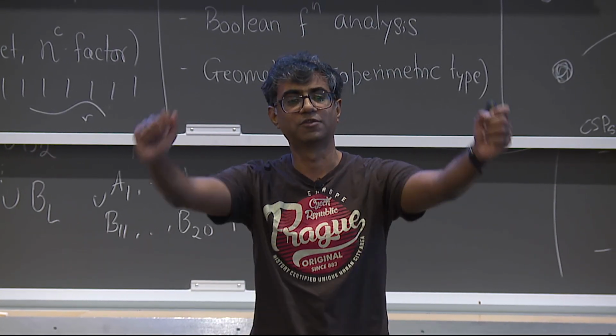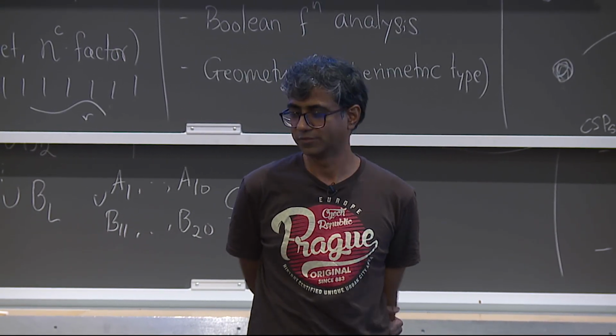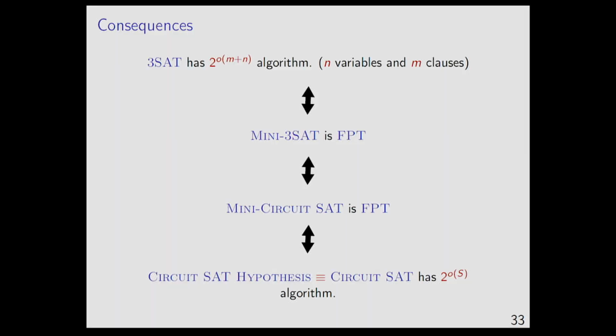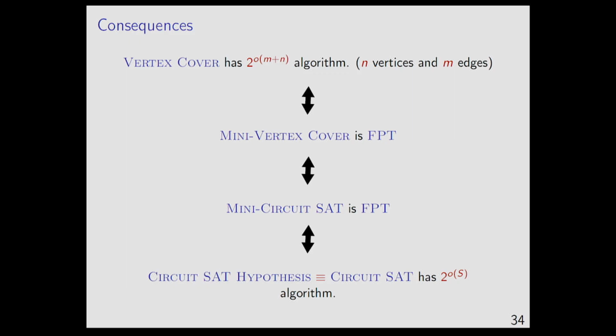Okay, so let's look at some consequences. So what did we learn? 3-SAT has a 2 to the power little o of m plus n algorithm if and only if mini 3-SAT is FPT, if and only if mini circuit SAT is FPT, and if and only if the circuit SAT hypothesis fails, that is, circuit SAT has a 2 to the power little o of CS algorithm. So this is the first consequence. You can do this for vertex cover, which has a 2 to the power little o of m plus n algorithm, and so on.